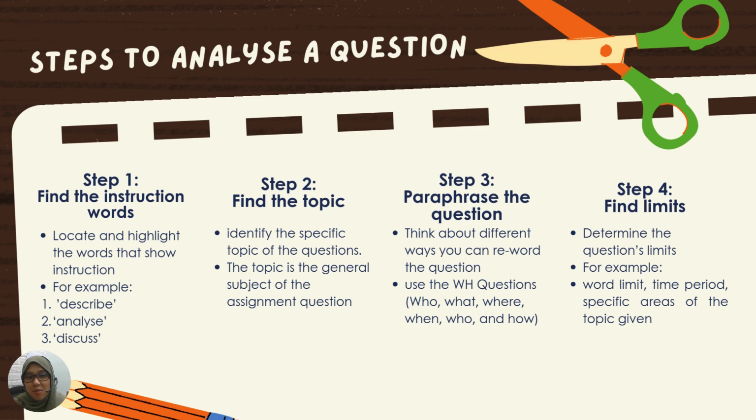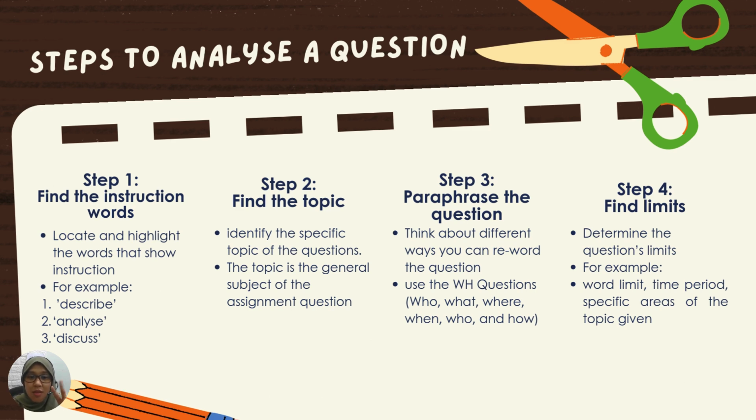So here are the steps to analyze a question. For detail, it's in your textbook, but we'll go over in the slides in summary. All right, so step one, find the instruction words. In the question that you receive from your assignment, you locate and highlight the words that show instruction. For example, describe, analyze, or discuss. So you can see that on the paper.